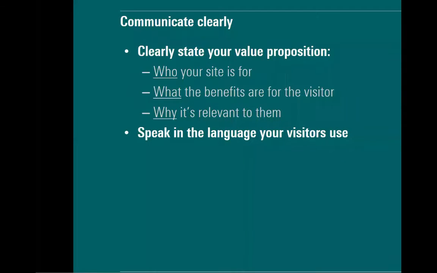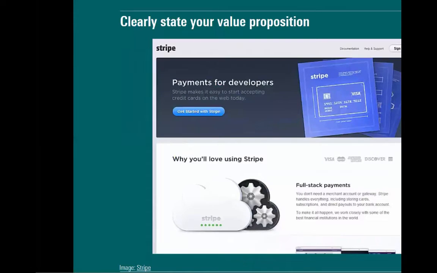So the first way we want to do that is we want to communicate very clearly. We want to clearly state what our value proposition is, the who, what, and the why: who it's for, what the benefits are, and why it's relevant to the visitor. And you also want to speak in the language that your visitors actually use, as opposed to more technical, detailed jargon. So let's look at a couple examples of this.